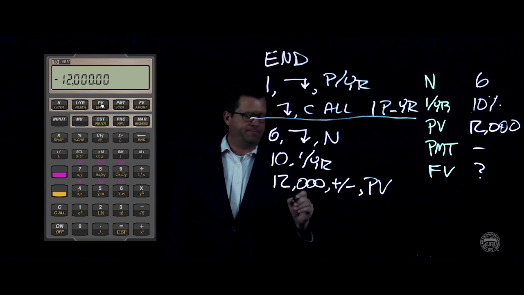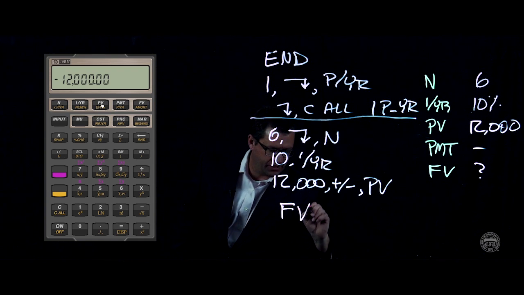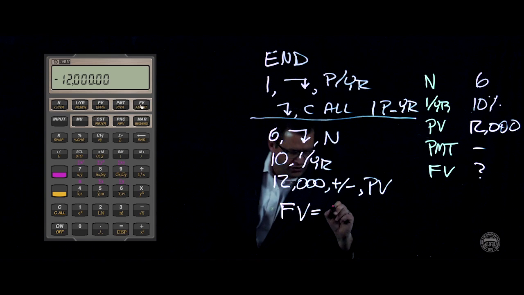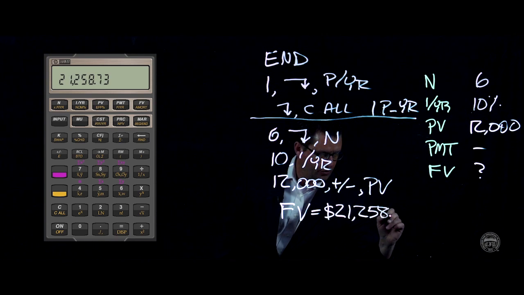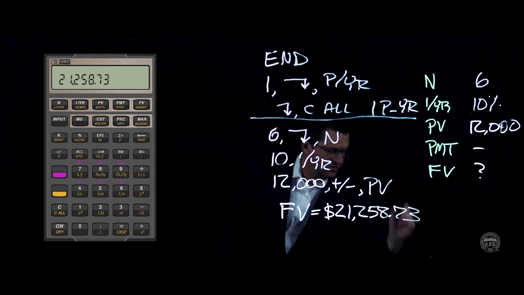Okay? So we've changed our $12,000 to a negative. There is no payment. So if we hit our future value key, we should get our answer of $21,258.73.